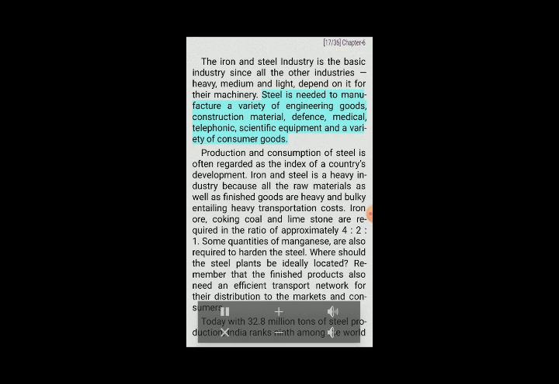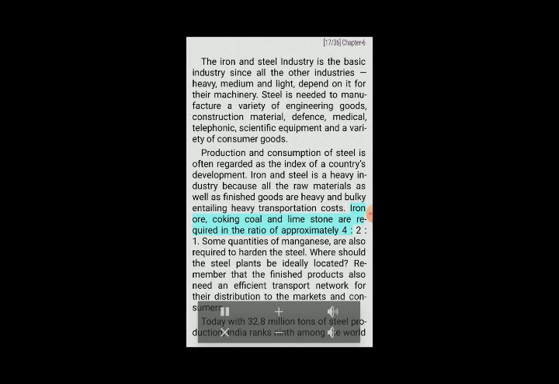Steel is needed to manufacture a variety of engineering goods, construction material, defense, medical, telephonic, scientific equipment and a variety of consumer goods. Production and consumption of steel is often regarded as the index of a country's development. Iron and steel is a heavy industry because all the raw materials as well as finished goods are heavy and bulky, entailing heavy transportation costs.